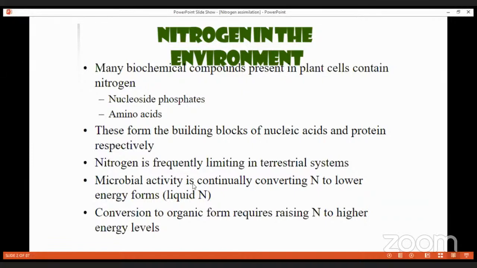The microbial activity, which converts nitrogen to lower energy forms, provides it into the plant system. So basically the problem is that we don't have nitrogen in our biogeochemical cycles as a solid or liquid form, which can be utilized by the plant. Therefore, the conversion to organic form requires raising nitrogen to a higher energy level.